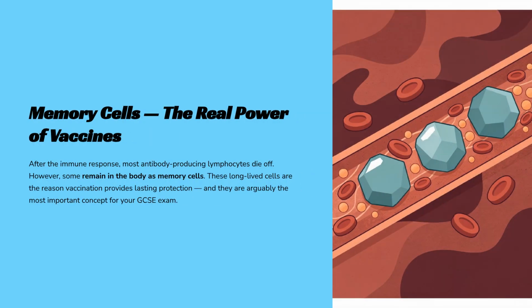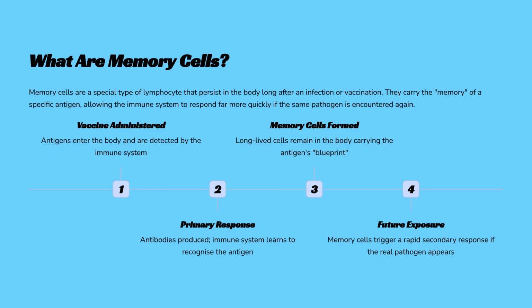Memory cells are the real power of vaccines. These long-lived cells remain in the body after an initial response, providing the foundation for lasting protection. The process begins with vaccination, leading to a primary response and the formation of memory cells. These cells ensure that future exposure triggers a rapid response.